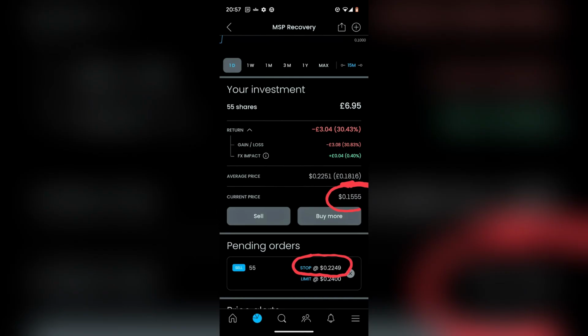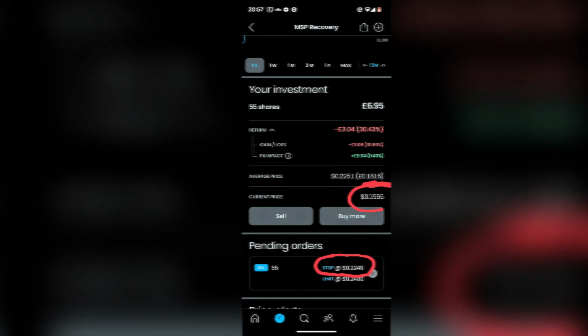Trading 212 offers different types of stop orders depending on whether you're buying or selling, and getting the setup right is essential. Let's start with how to set a stop buy order. This is when you want to buy a stock only after it rises to a certain price.